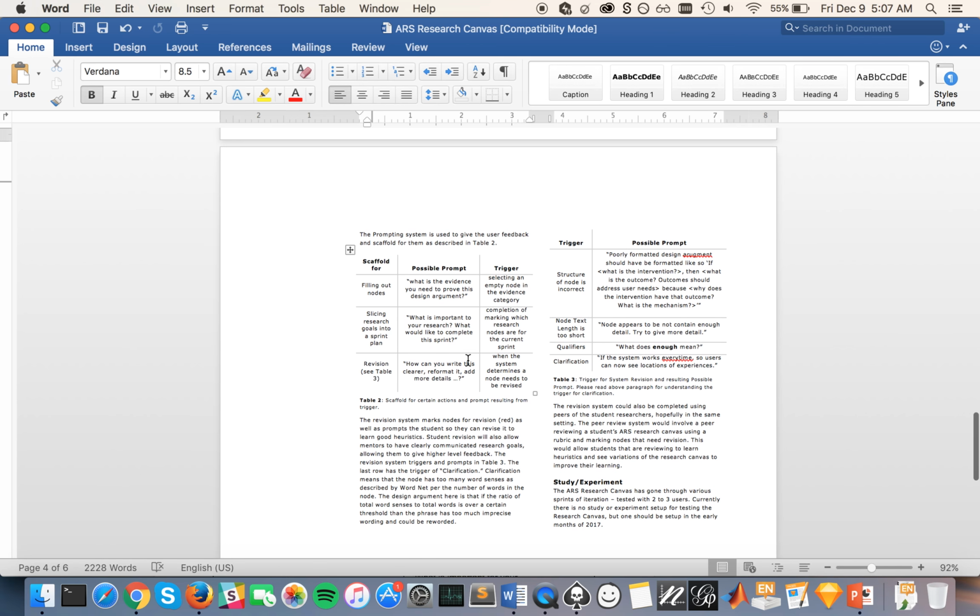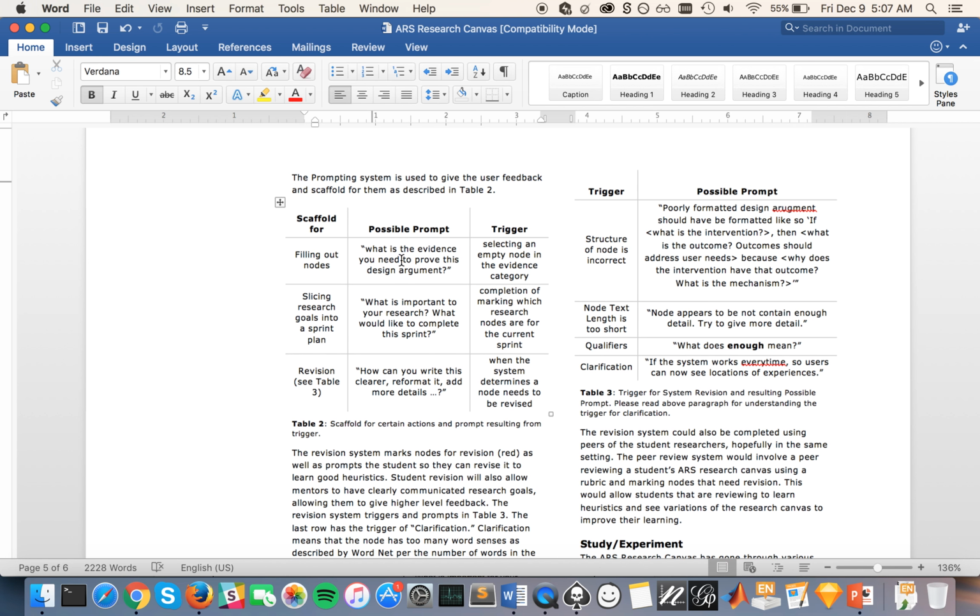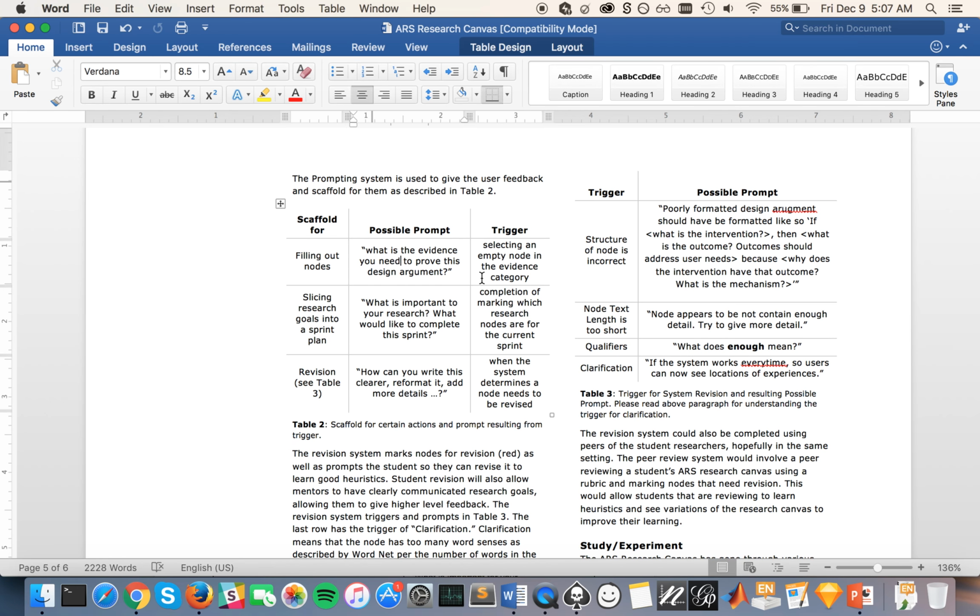And then prompting from the system. When you're filling out a node and it's empty, asking what evidence you need to prove this design argument is maybe the right question to ask. Or when you're slicing, after you've marked everything for your current sprint, what is important for your research? What would you like to complete this sprint? All questions like how she asked during the SIG meeting, which are easy for the system to ask. I think it's a lot more when Hauchi the mentor asks it, but if the system asks, I think it will achieve some results.